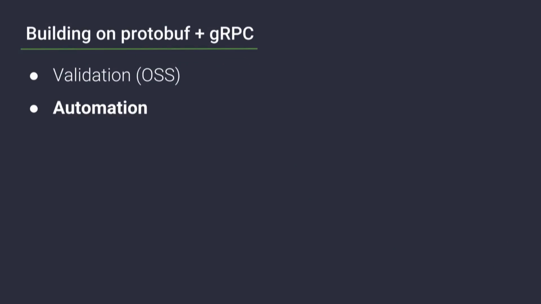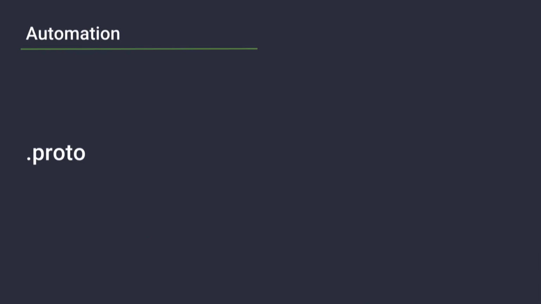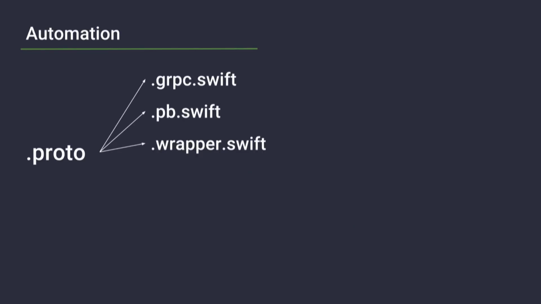The second piece that we used to build on top of gRPC and protobuf was a little bit of automation. Normally you would take a proto file, and when you run the command line tool on it, you end up with a set of Swift files, and then maybe some Go files and some Python files, which is perfectly great. That works totally fine.